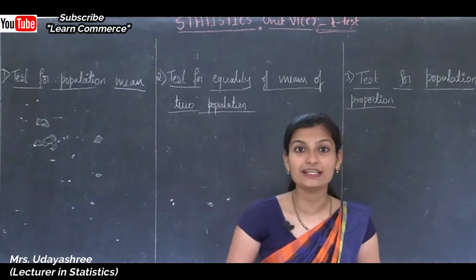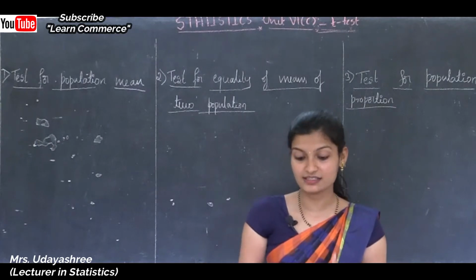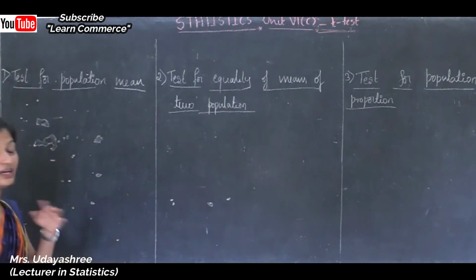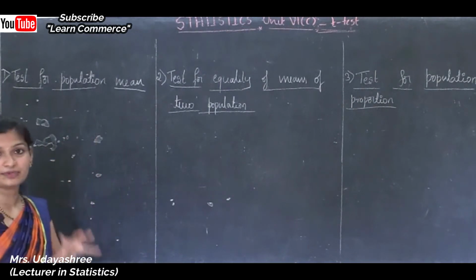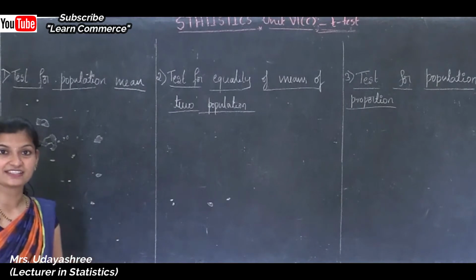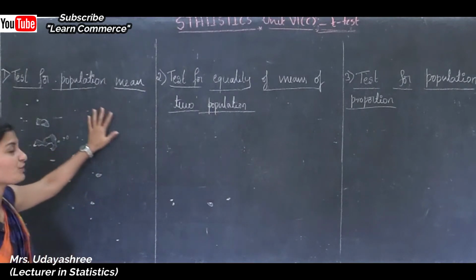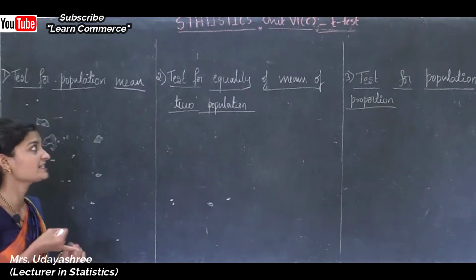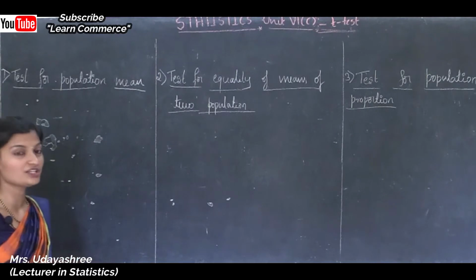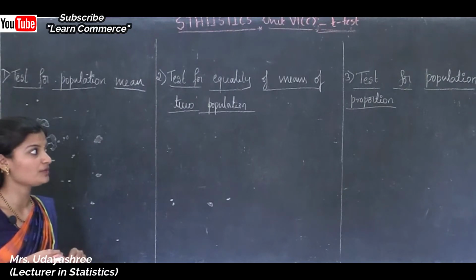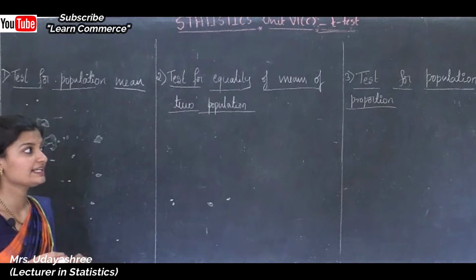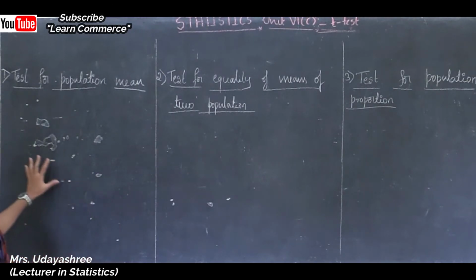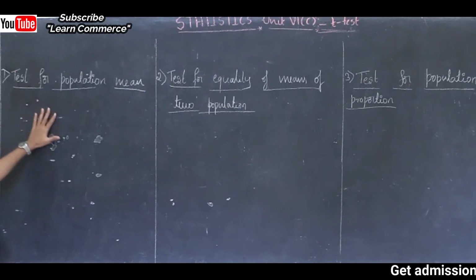Before going to this chapter, let us recall the previous classes, that is the large sample test. In the large sample test, there are 4 applications. The first application is test for population mean. The second application is test for equality of means of two populations. The third application is test for population proportion, and the fourth one is test for equality of proportions of two populations. We had discussed the test for population mean.